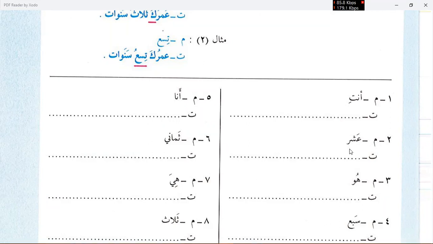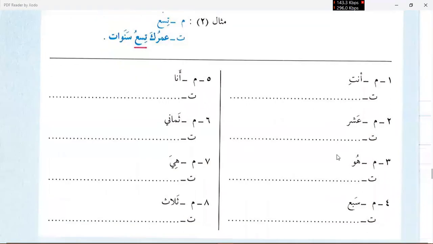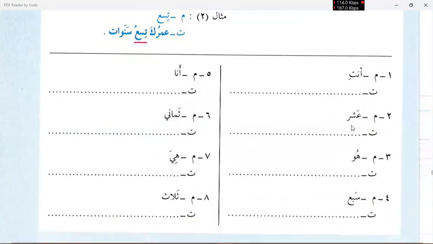Now you will say, your age is 10 years. Okay. Umruki ashru sanawat. Now you will say, his age is 10 years. Umruka. No. Umruhu. Umruka, umruhu, his age. Umruhu ashru sanawat. His age is 7 years. Okay. 7. Umruhu sab'u sanawat.